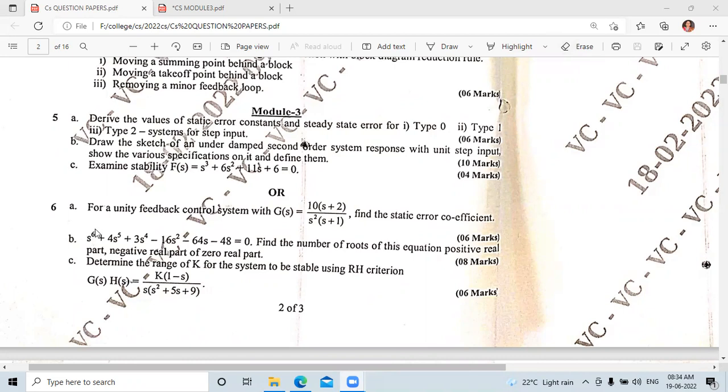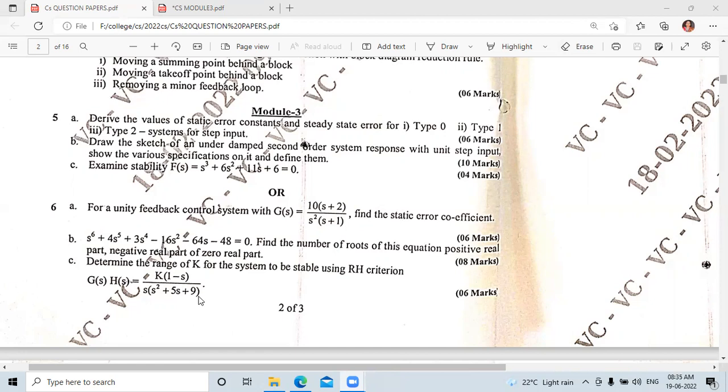These questions: s to the power 6 plus 4 s to the power 5 plus 3 s to the power 4 minus 16 s square minus 64 s minus 48 equals 0. They have asked to find the number of roots of this equation with positive real part, negative real part and zero real part. Next question: determine the range of K for the system to be stable using Routh criteria, where G(s)H(s) equals K(1 minus s) divided by s(s square plus 5s plus 9).